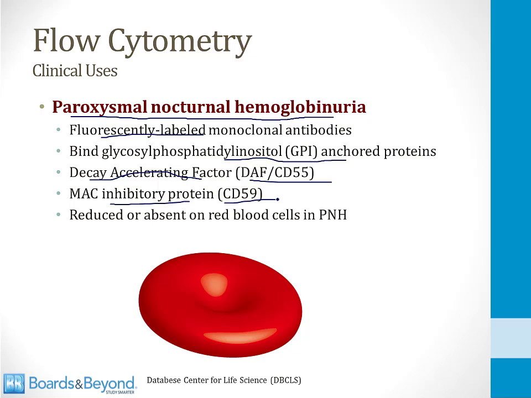And what you will see via flow cytometry is that the red blood cells in a patient with PNH will show reduced or absent binding of the monoclonal antibodies to these proteins, because in this condition, those proteins are absent. And that concludes our video on flow cytometry.